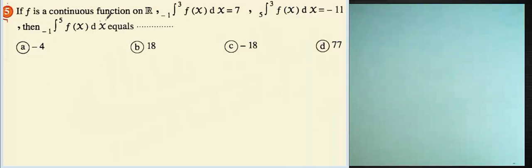Question number 5. If f is a continuous function on R and integration from -1 to 3 of f of x dx equals 7, integration from 5 to 3 of f of x dx equals -11, then we want to find integration from -1 to 5 about this function equals what?